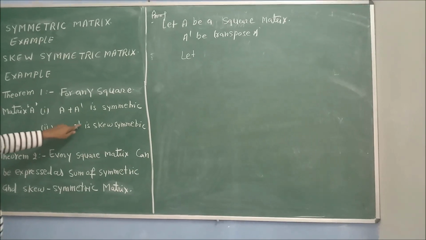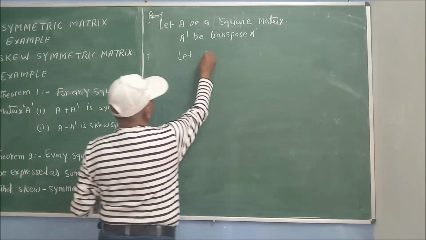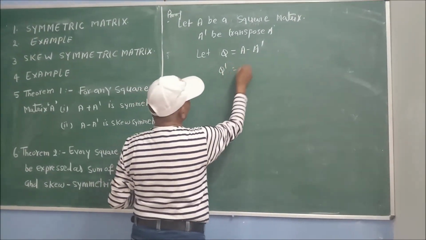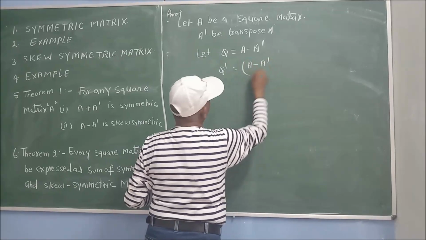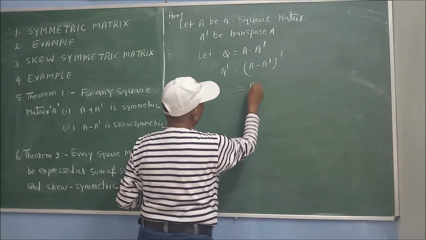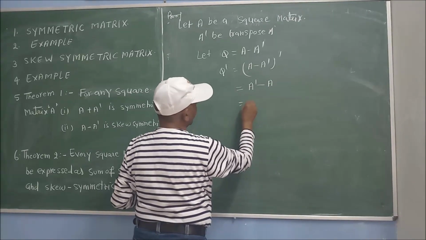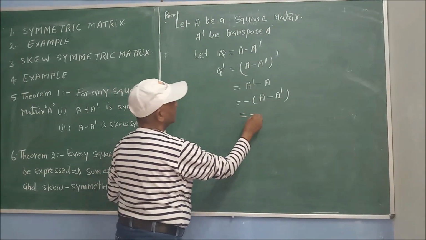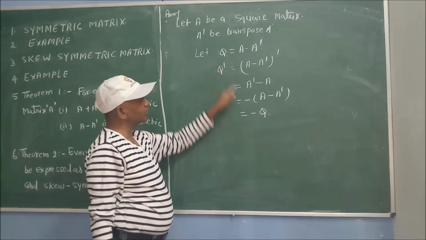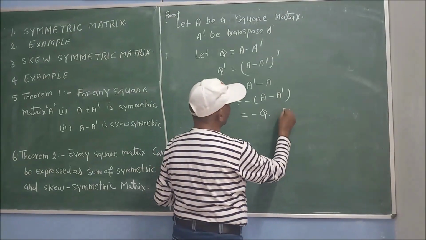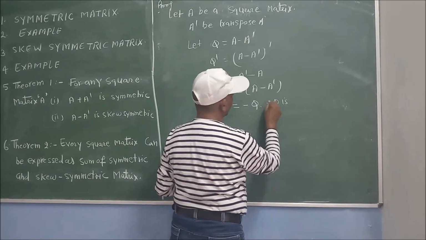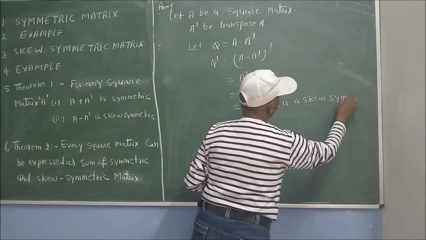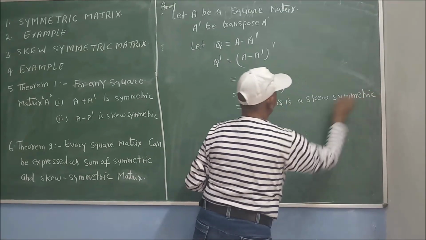Again, we have to prove that A minus A dash is a skew symmetric matrix. Let Q be equal to A minus A dash. So Q dash is equal to (A minus A dash) whole transpose. This will be equal to A transpose minus A. Take minus as common. So this becomes minus (A minus A dash). So this is equal to minus Q. So Q dash is equal to minus Q. This implies Q is a skew symmetric matrix.